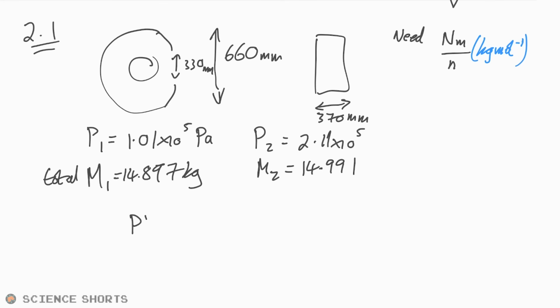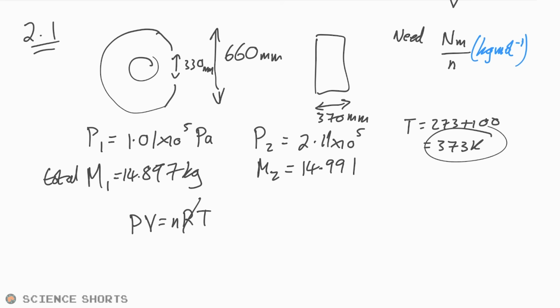So PV equals nRT. We're told that it is at a temperature of 100 degrees C. Let's say 273 plus 100. That gives us 373 Kelvin. That's our temperature. That's constant. So what's staying constant here? R and T are. So we can say that PV1 over N1 is equal to P2V2 over N2. Is that fair enough?